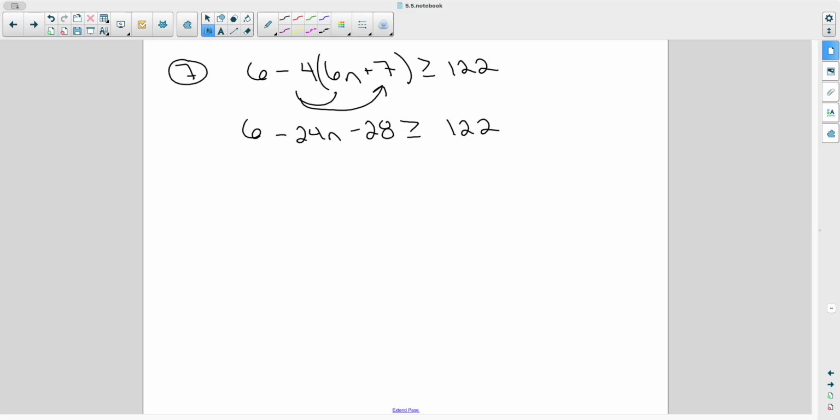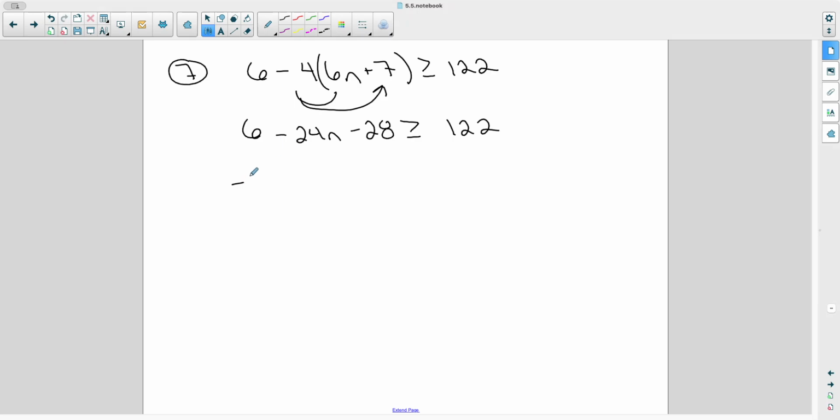Now, could I have subtracted 6 first? Maybe. I don't know. That's a good question. Great question, right? Should we test it out? We could. Okay, let's think about this, right? Let's finish this and then let's test.